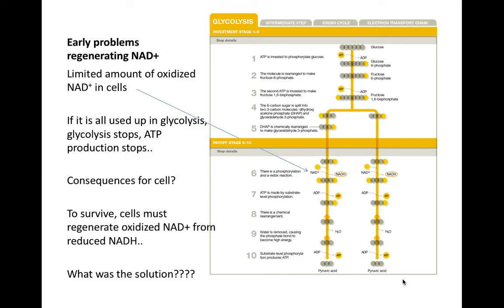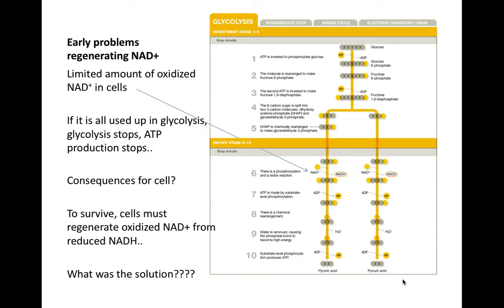So again, we want to make sure that we're feeling confident with the main events in glycolysis. And now we want to look at some of the problems with glycolysis. You'll recall we said that during glycolysis, high energy electrons from glucose will be transferred to NAD to form 2 NADH, our reduced forms. The problem is cells have a limited amount of oxidized NAD. And if they were to use all the NAD up during glycolysis, then glycolysis will stop.